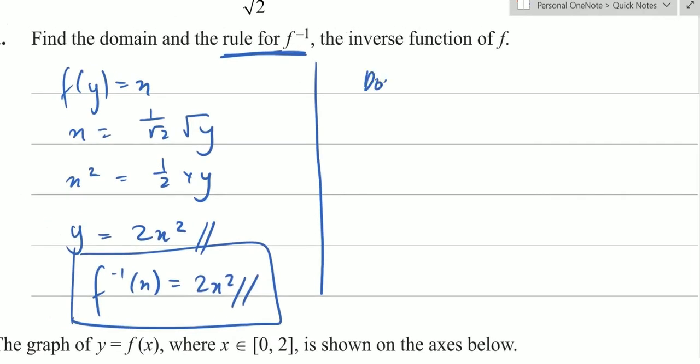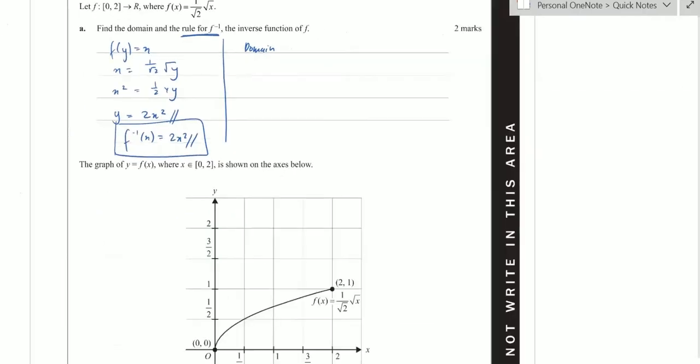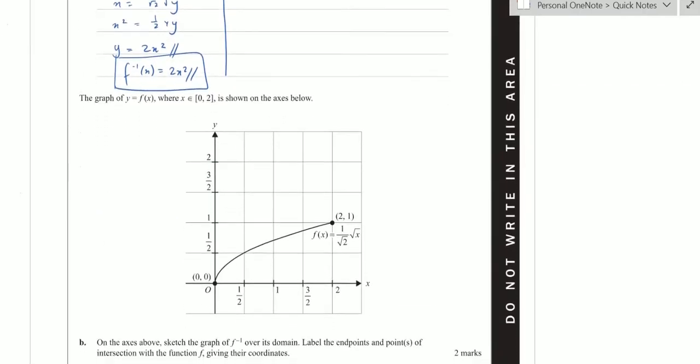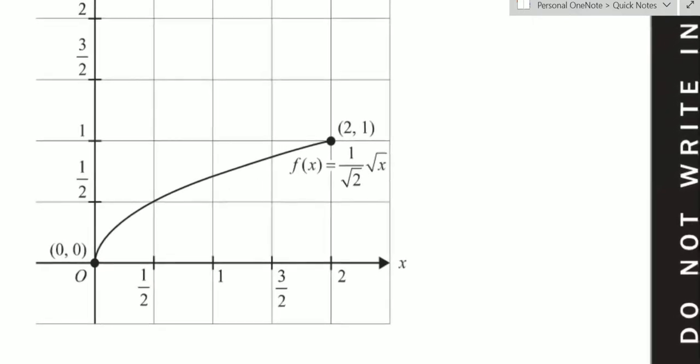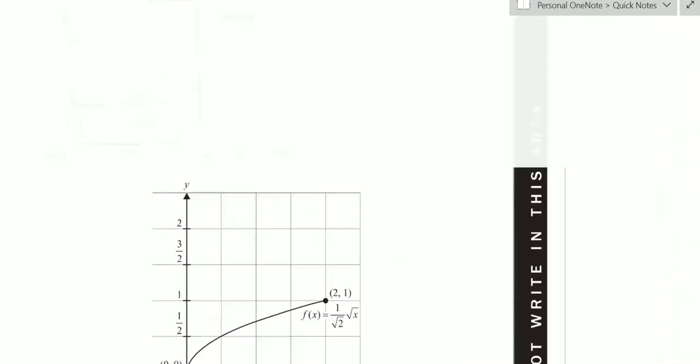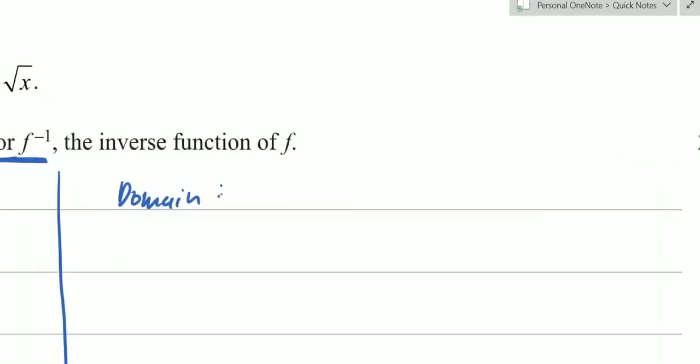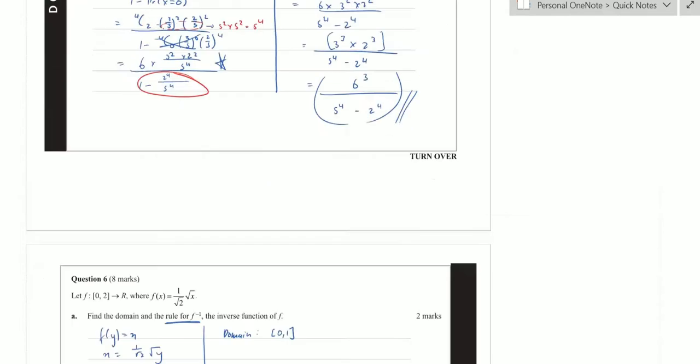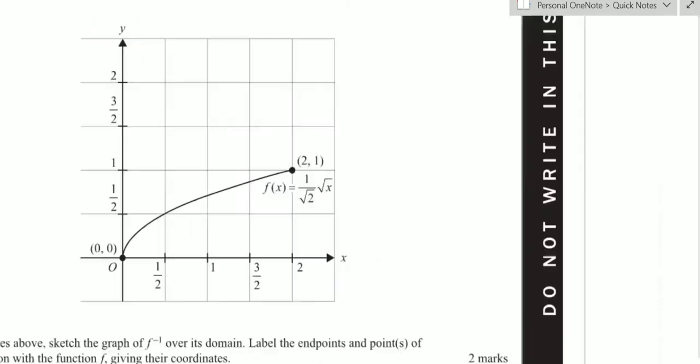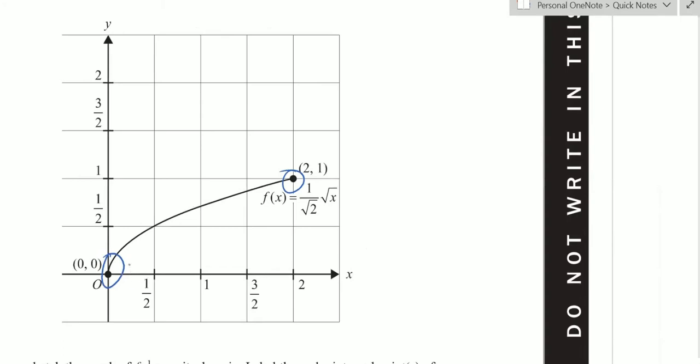So the next thing we need is the domain. And we know the domain of f inverse x is the range of f(x), unless it's a special circumstance, but most of the time it's not. And luckily for us, they've given the graph of f(x). So we look for the range, and you can see the range is from here to here. So that would be from 0 to 1. So the domain of f inverse x is 0 to 1. And always be careful of the brackets. In this case, they're both inclusive because we have solid dots.